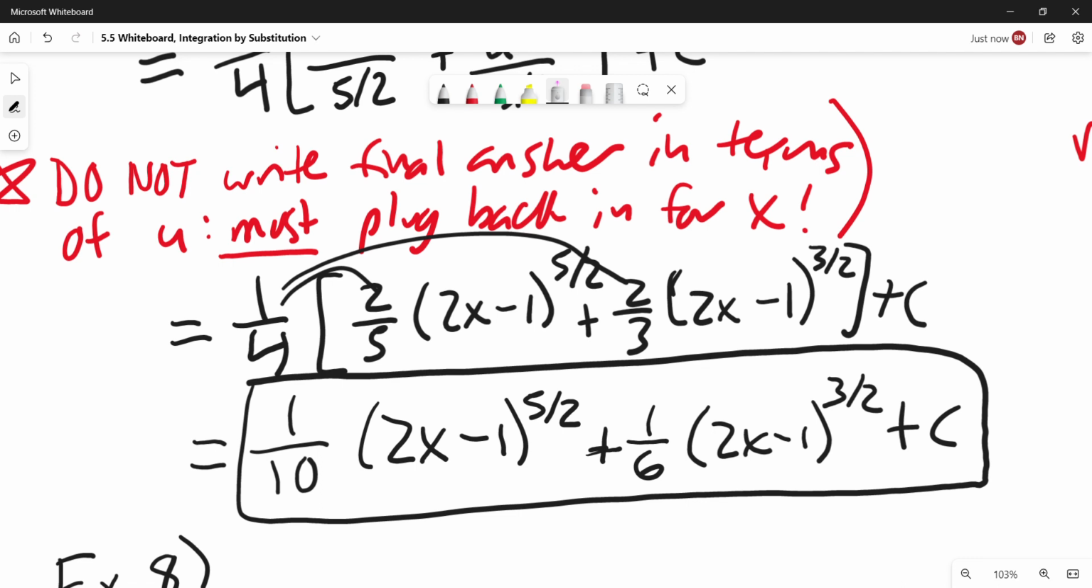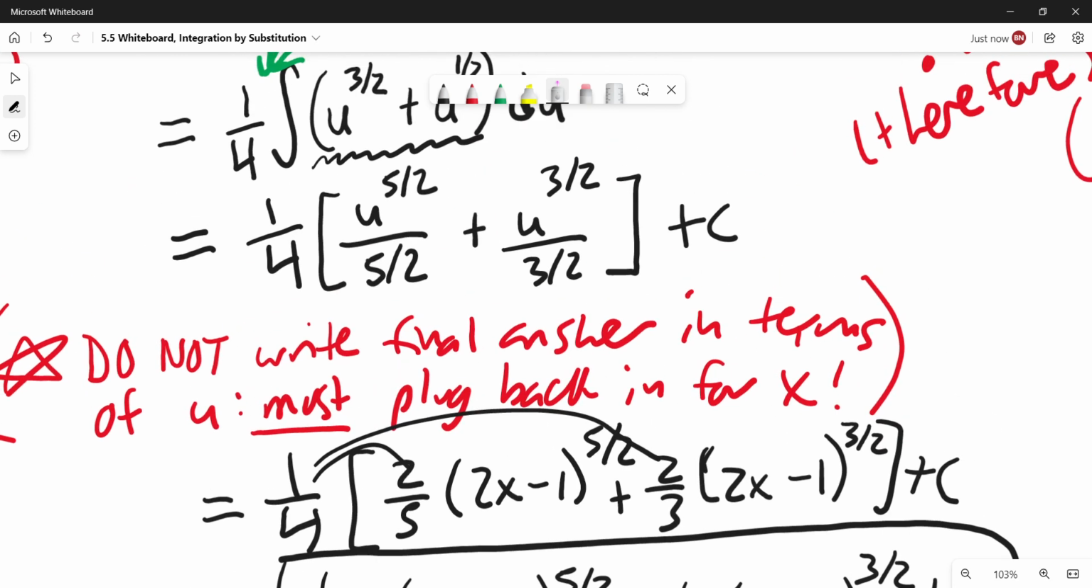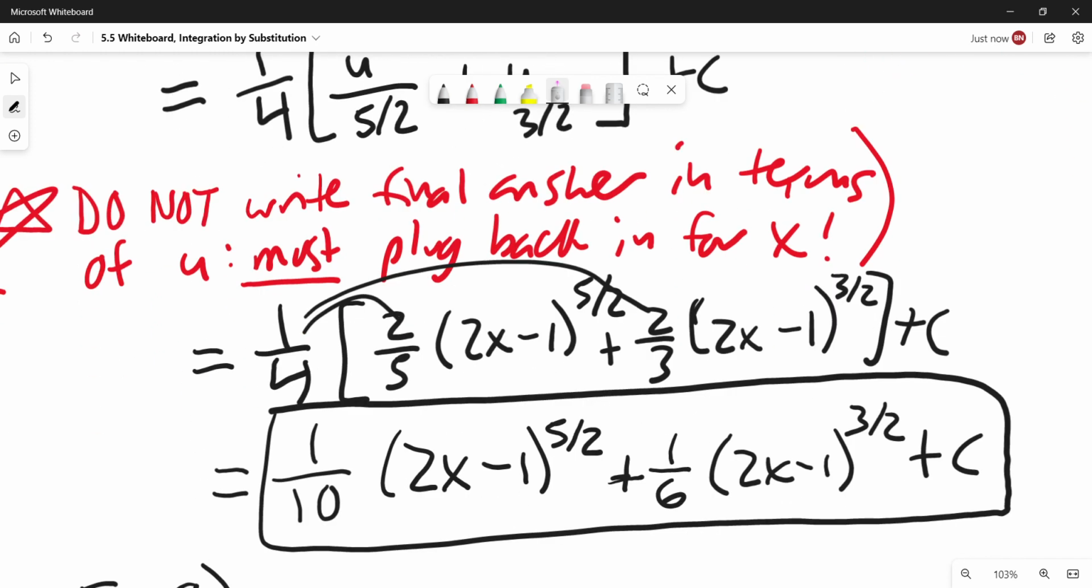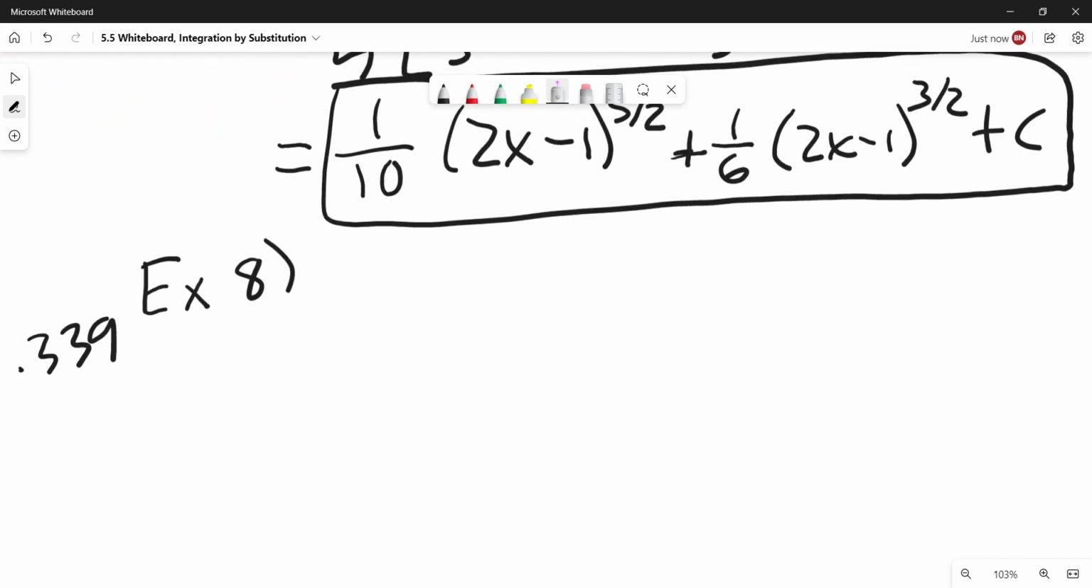Or if you stick to your guns, you say, I'm going all the way in u's, I'm not turning back, I'm not subbing back in for x, I'm just going to use u. That means you have to change your bounds to show that your new bounds are now u bounds instead of x bounds.